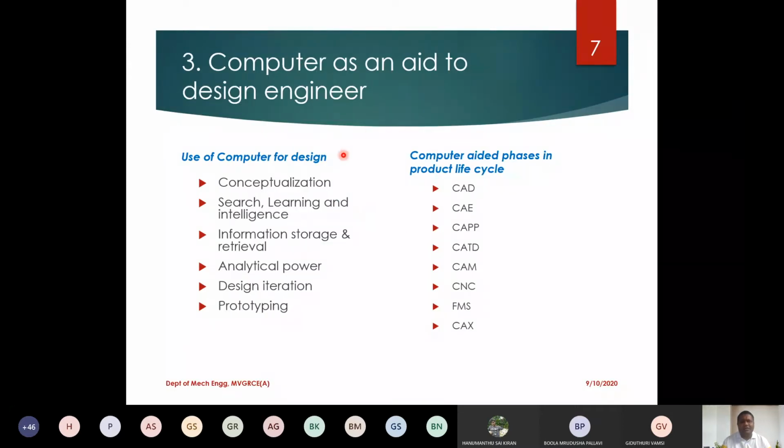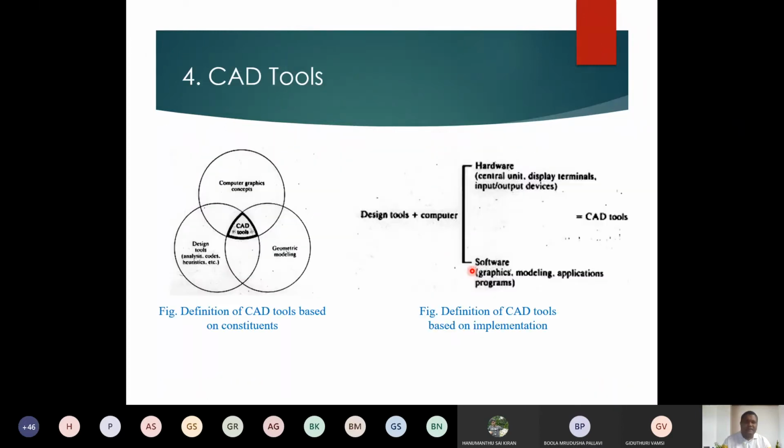Now this slide I already showed you: computer as an aid to design. In how many ways can a computer help with design, and also, apart from design, in how many ways can it help? Different computer tools are there. This slide is already shown and explained in the previous slide. Now going to the next slide.